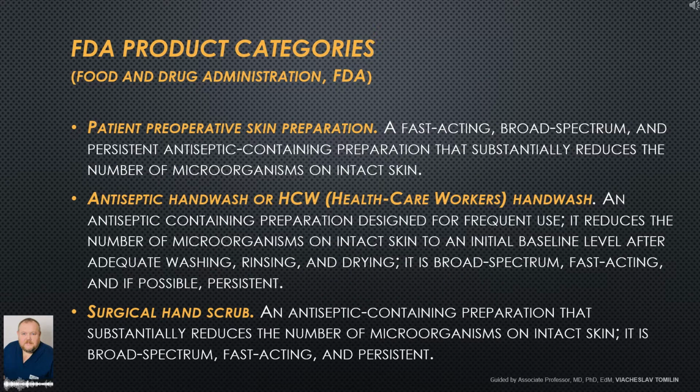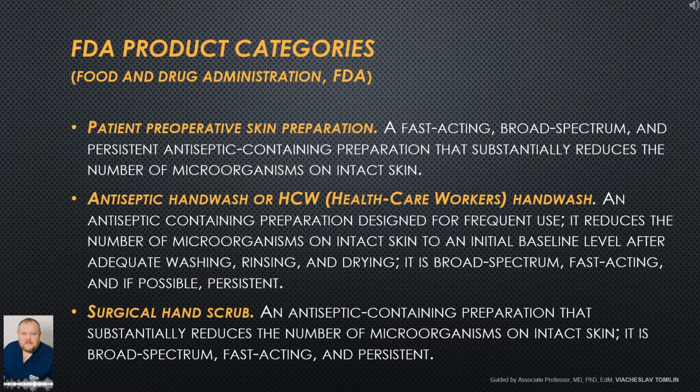FDA, Food and Drug Administration, Product Categories. The 1994 FDA Tentative Final Monograph for Healthcare Antiseptic Drug Products divided products into three categories and defined them as follows. 1. Patient preoperative skin preparation. A fast-acting, broad-spectrum, and persistent antiseptic containing preparation that substantially reduces the number of microorganisms on intact skin.